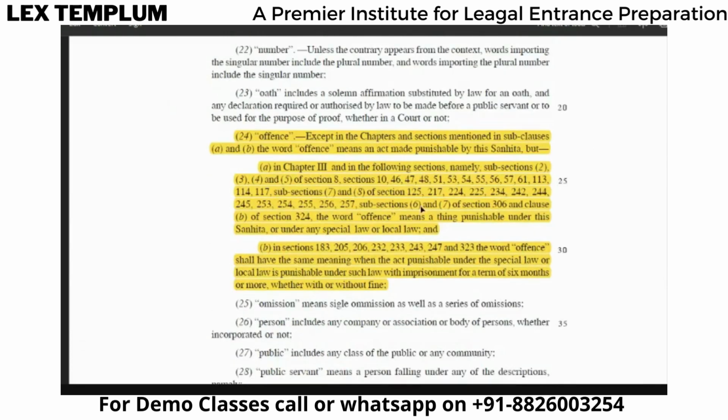Okay, so the next thing is offense, the word offense. Can you tell me how the word offense was defined in the previous act, in the IPC? How was it defined? In which section?